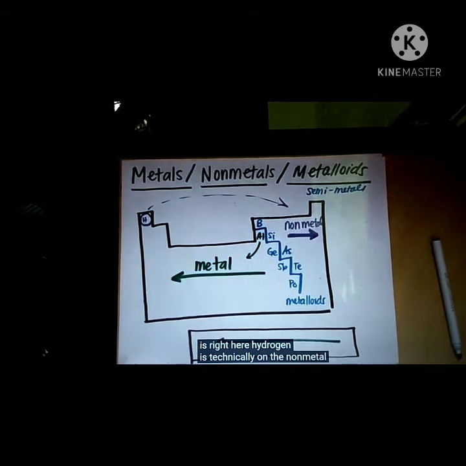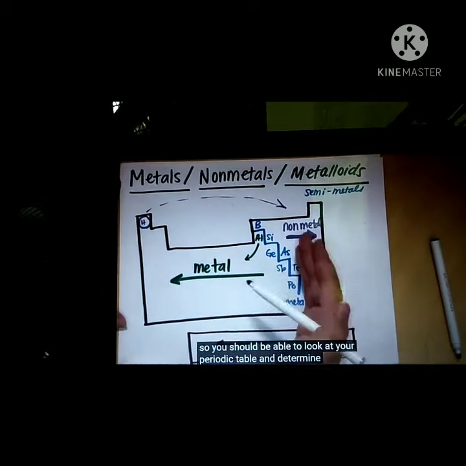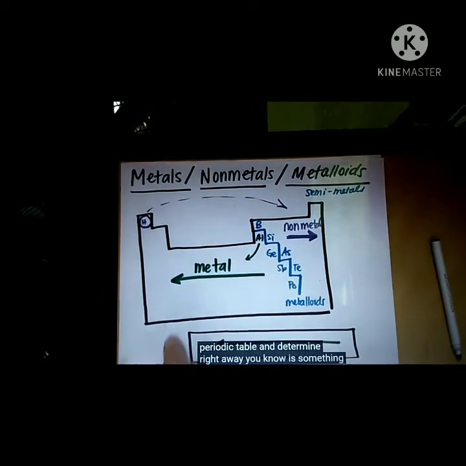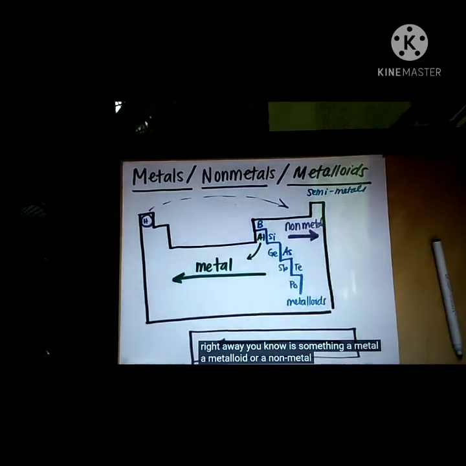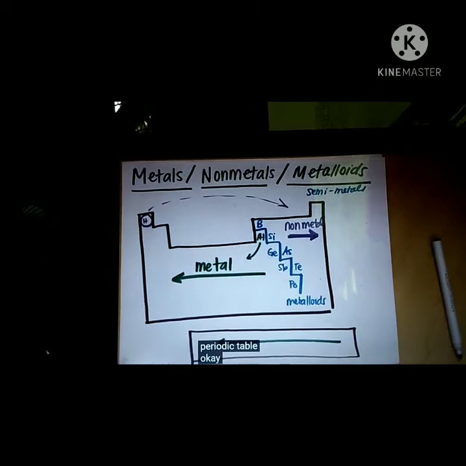It's technically on the non-metal side. Okay, so you should be able to look at your periodic table and determine right away whether something is a metal, a metalloid, or a non-metal, just by looking at where it is on your periodic table. Okay, and now let's go over properties of these things.